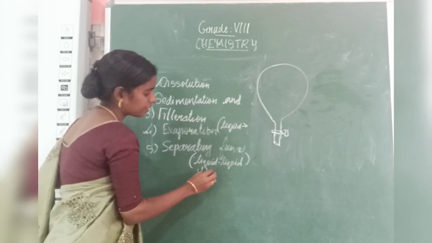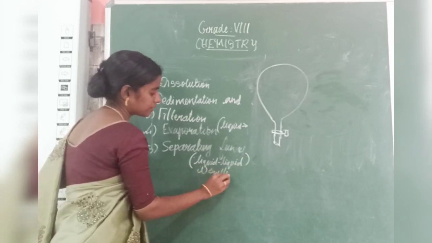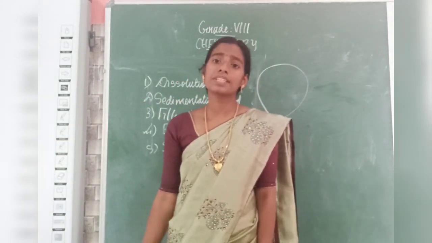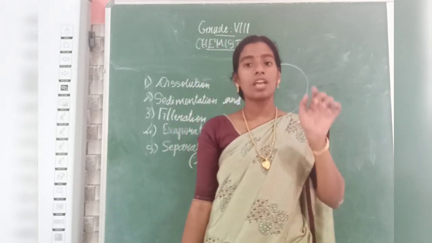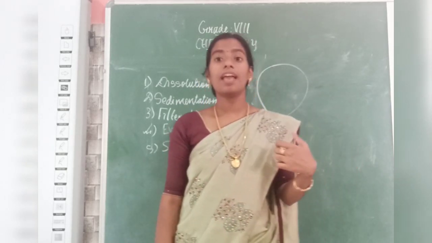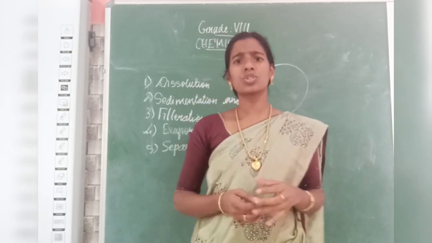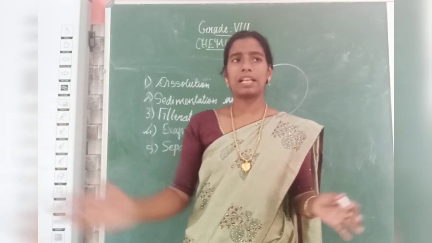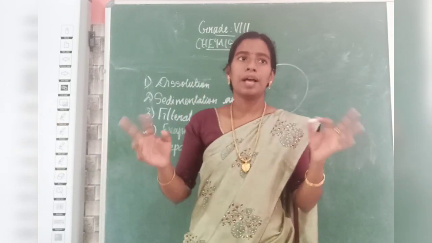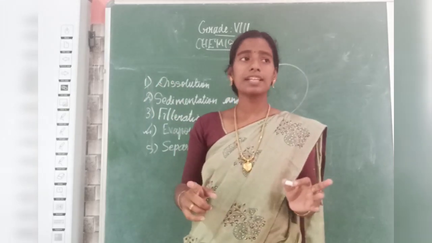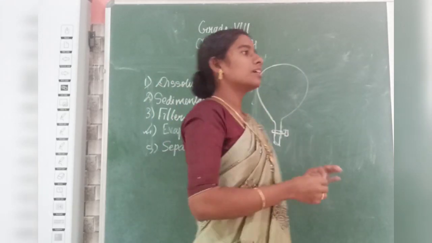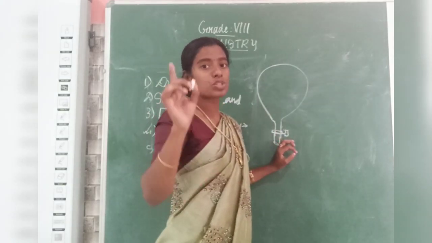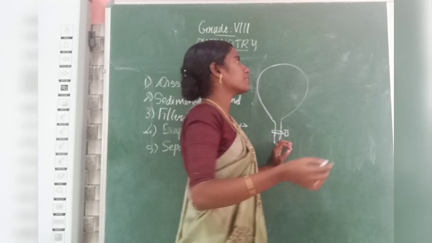That is, emulsion. So, the components present in the mixture should be liquids. Also, it should be an emulsion. Liquids means you can say water with some other liquid, milk. It is a liquid mixture. When you consider it as an emulsion, these two liquids should be immiscible. These two liquids should not mix with one another.